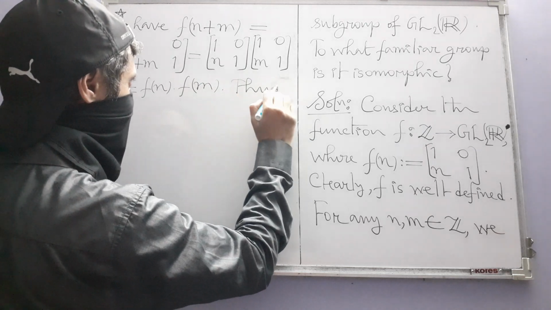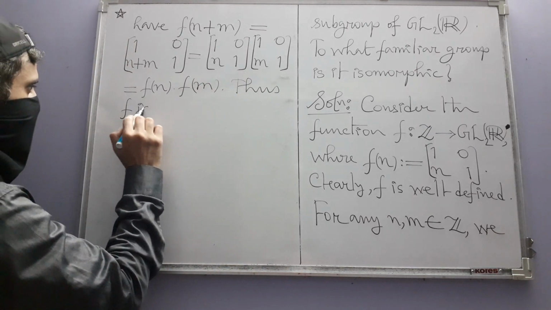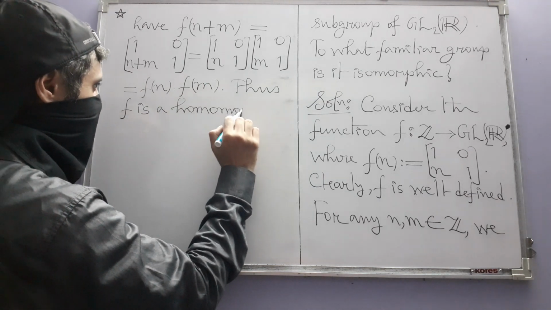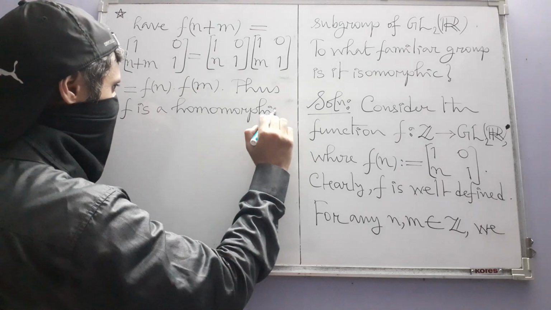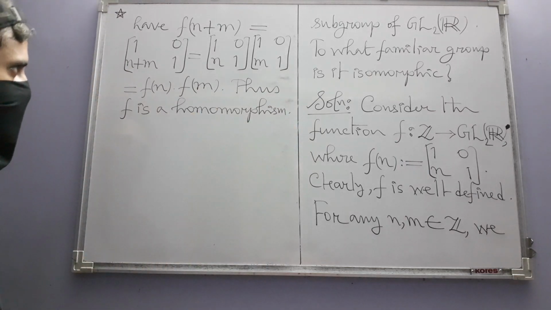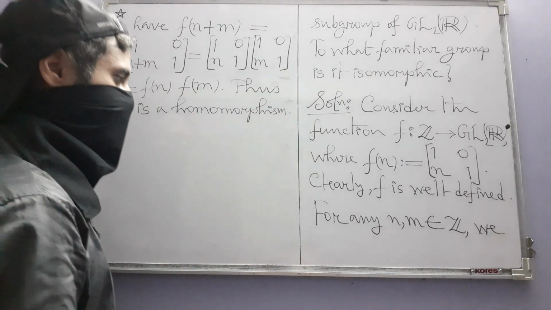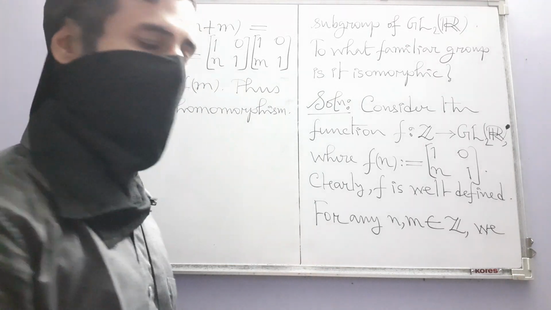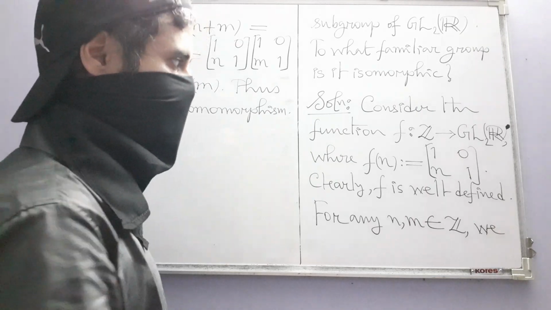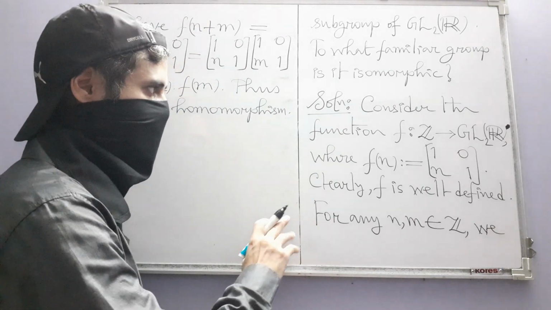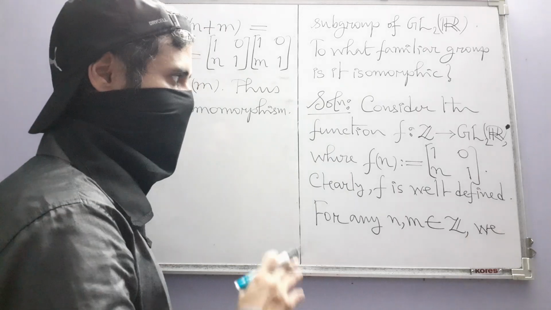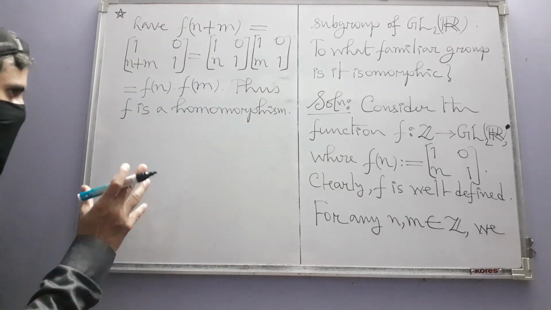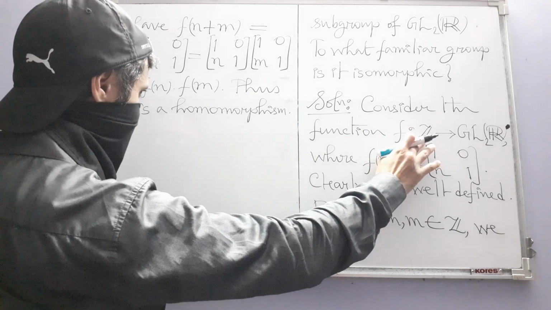Thus, f is a homomorphism, a group homomorphism. Now next, let us show that this homomorphism is actually one-to-one. That is equivalent to showing that the kernel of this homomorphism consists only of the integer 0. That is, it's the trivial subgroup of this.